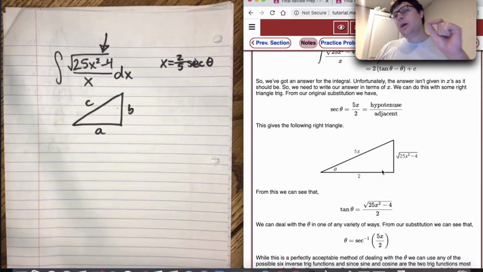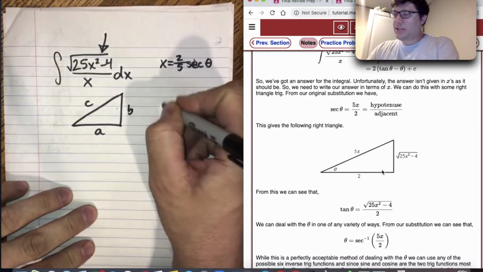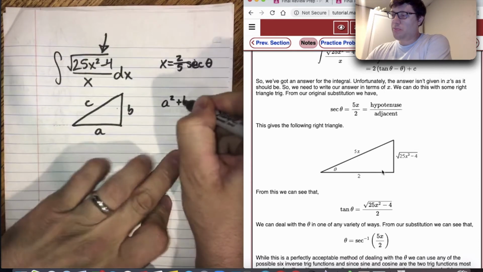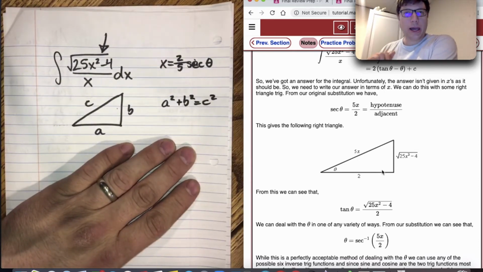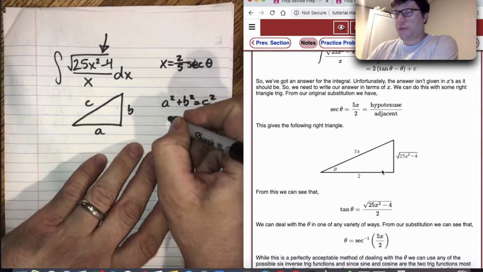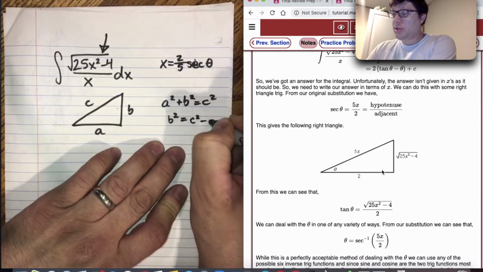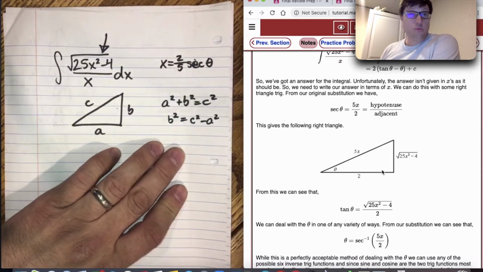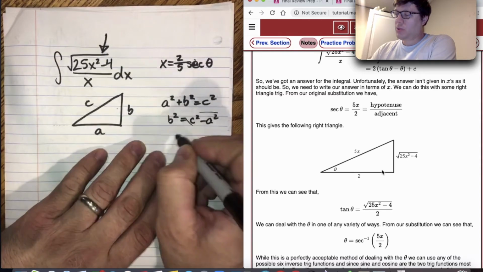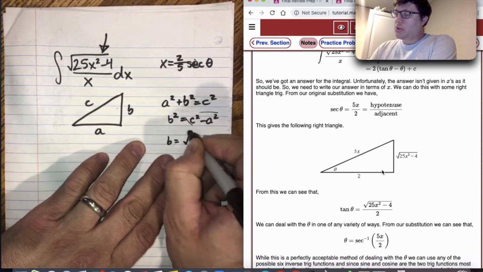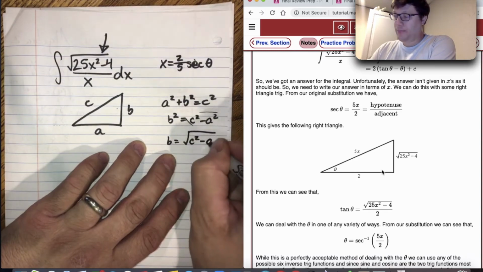Would you be at all unconvinced if I said a squared plus b squared equaled c squared? Would that bother you? It doesn't bother me. Would you further be bothered if I said b squared equals c squared minus a squared? I mean, why not? So if we square root both sides, we get b equals the square root of c squared subtracted by a squared.